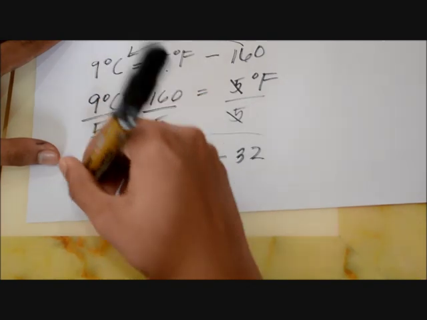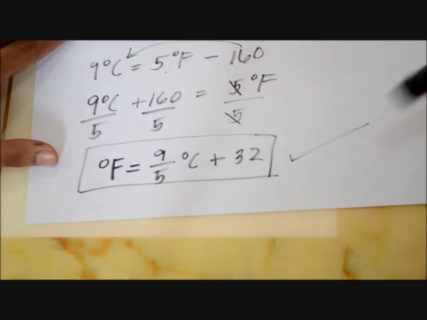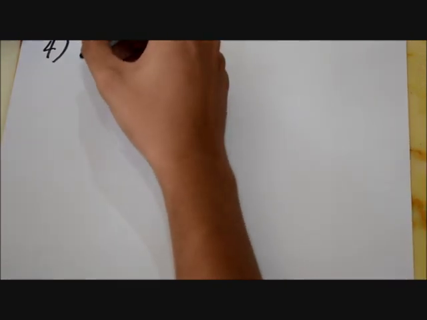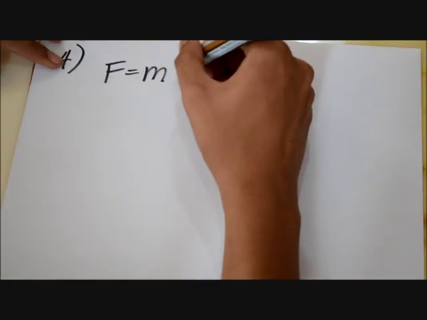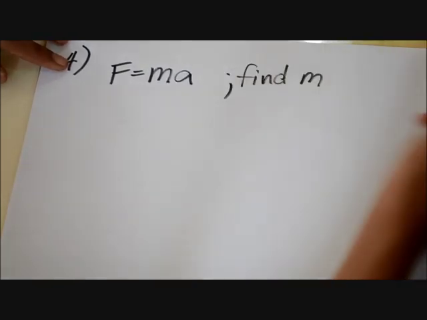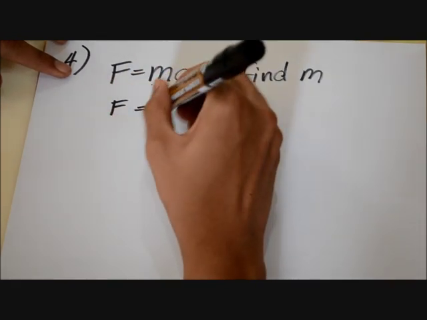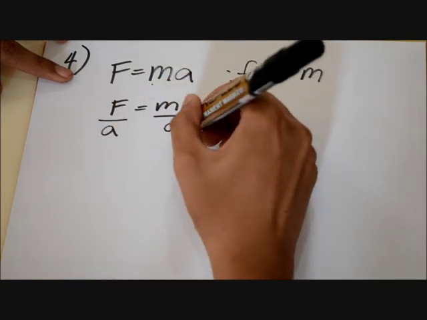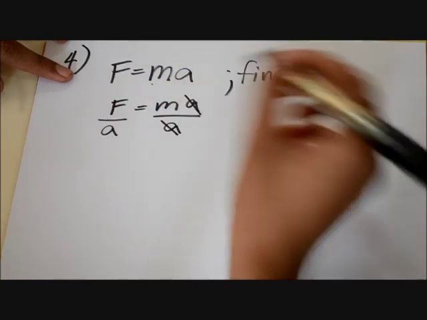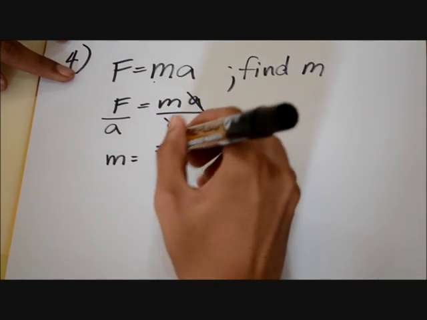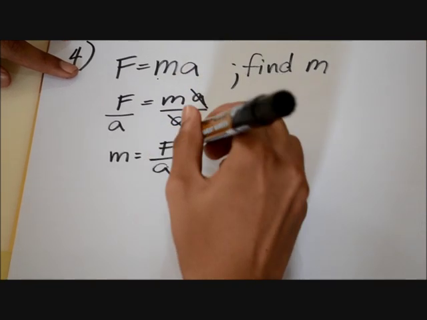Example 4. Given force is equals to mass times acceleration, wherein we are going to find for the value of m. So the first step we are going to do here is to do the method of cross product or simply dividing both sides by a. So we cancel a, thus isolating m. Then rewrite the equation in terms of m, which is m is equals to force over acceleration.